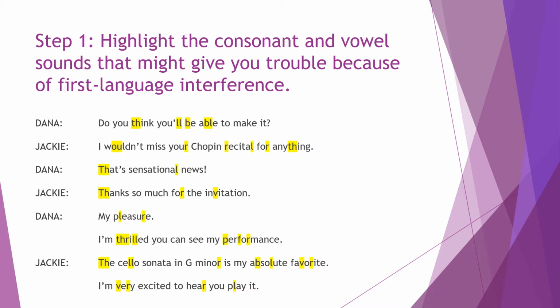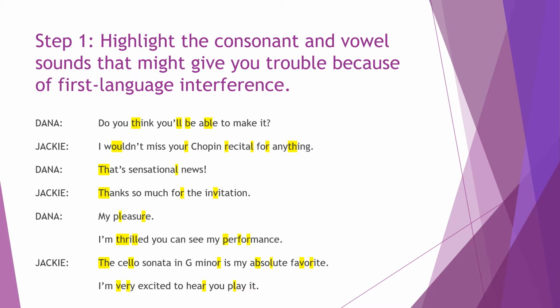So first of all, highlight the consonant and vowel sounds that might give you trouble because of first language interference. Naturally, the sounds you highlight will depend on your native language and the particular difficulties you tend to have when speaking English. But for this particular video, I'm highlighting words with TH, both the voiced TH sound in that's and the voiceless TH in think, anything, thanks, etc.